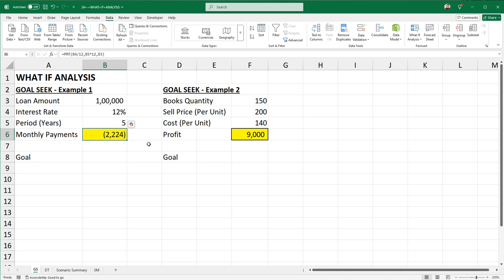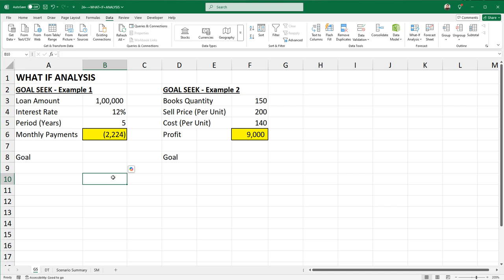It is a financial function, okay? But how does Goal Seek come in? Let me tell you one by one. We found out that if you take 1 lakh rupees at 12% for 5 years, we need to pay 2224, right? But a condition is that we can't pay 2224. We can pay, let's suppose, 5500 as a monthly payment. So we know what our goal is. We know the answer first, but we don't know what loan amount I should change to get the monthly payment to 1500.